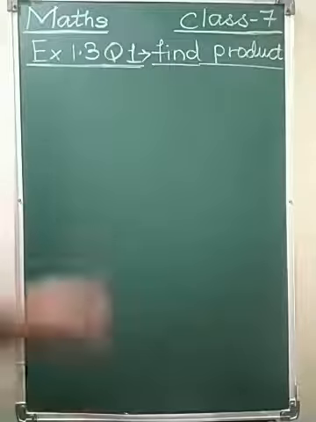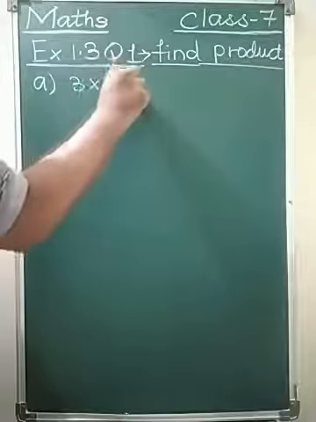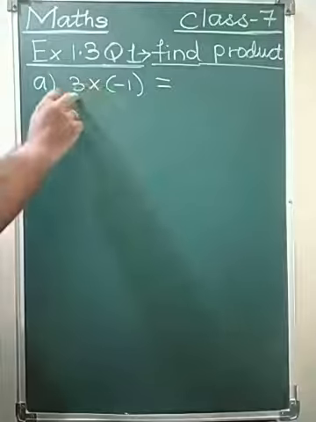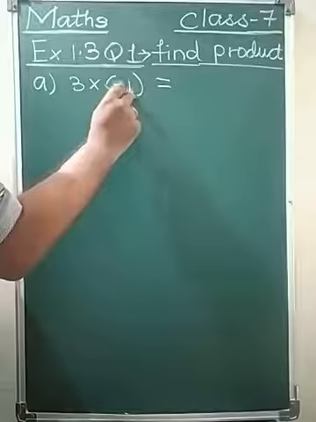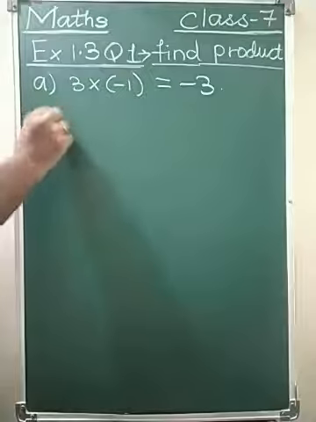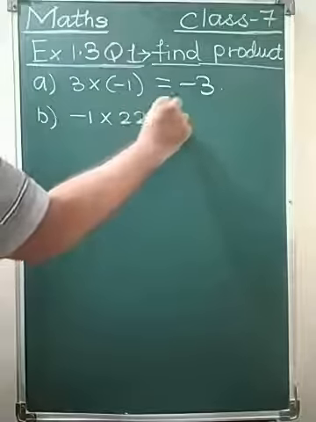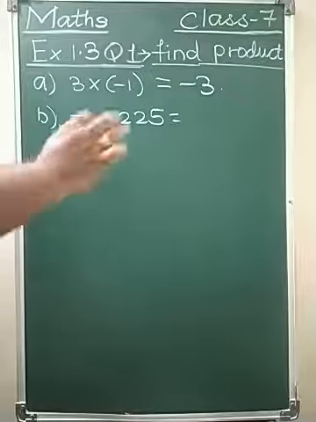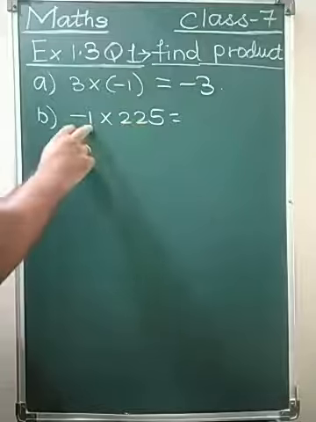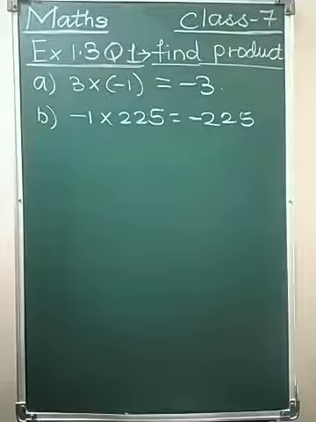So first sum, A sum. 3 multiplied by minus 1. Simple. A negative integer and a positive integer, we are going to multiply this. 3 ones are 3 and the answer is negative. So the answer is minus 3. Okay, B sum. Minus 1 multiplied by 225. So starting sums are simple. 1 is negative, 225 is positive. So 225 multiplied by 1, we get the answer as 225. And one of the integers is negative, so we get a minus sign.